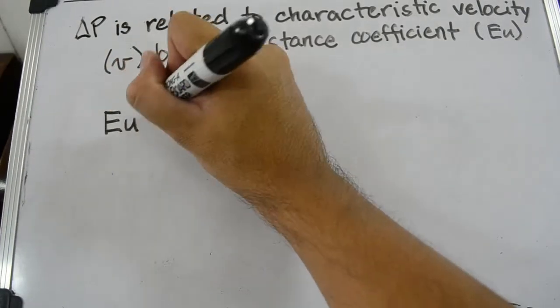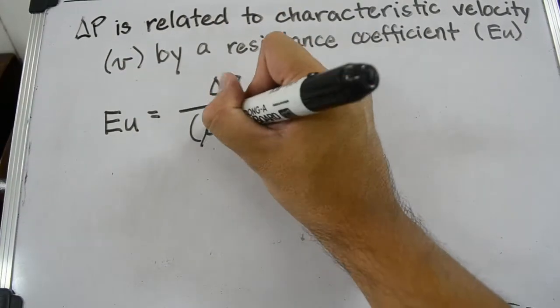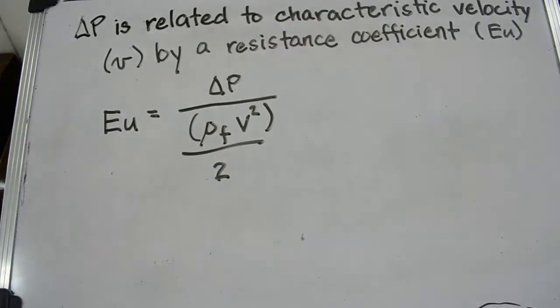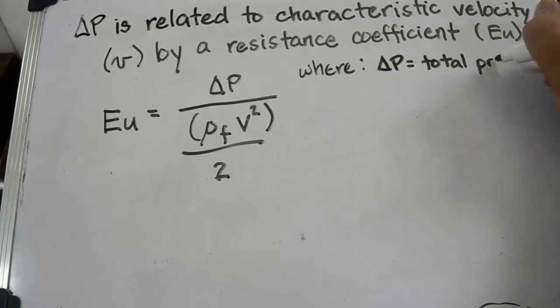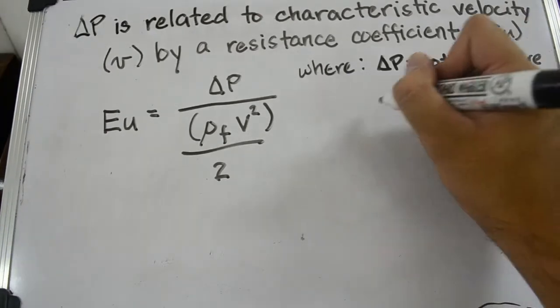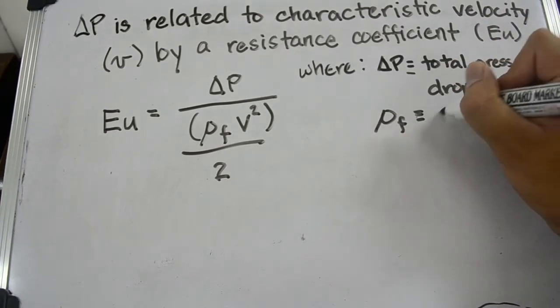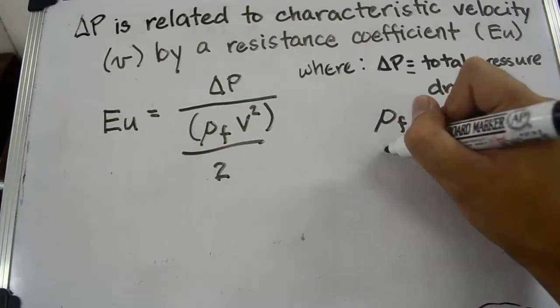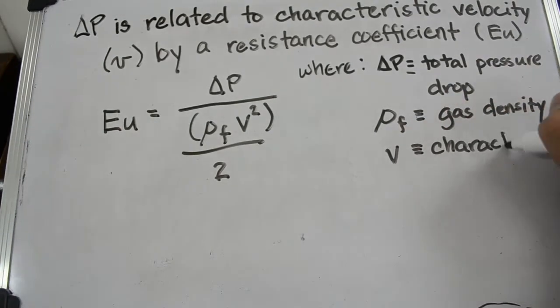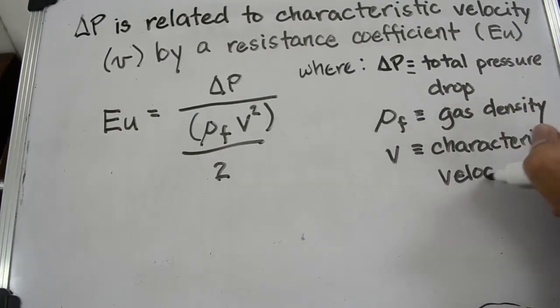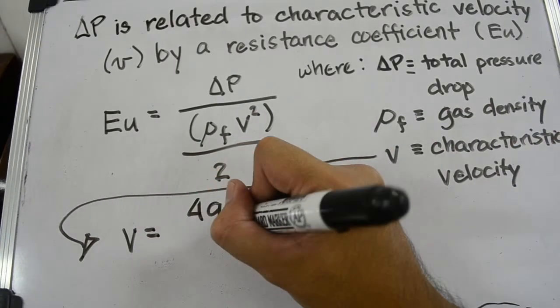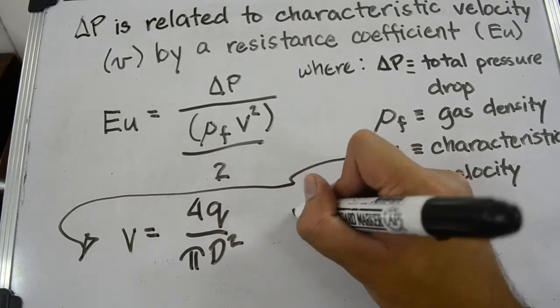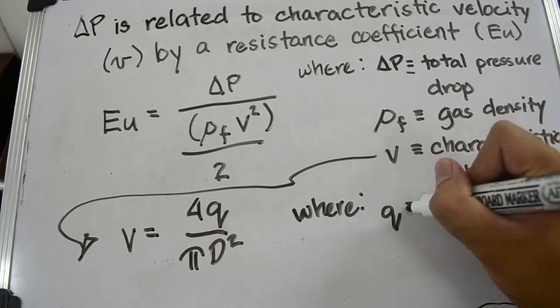The Euler number is given by the equation Eu is equal to delta P over rho sub F times V squared over 2, where rho sub F is the gas density, and characteristic velocity V can be derived from the equation V is equal to 4Q over pi times D squared, with Q being the gas flow rate and D as the inside diameter of the cyclone.